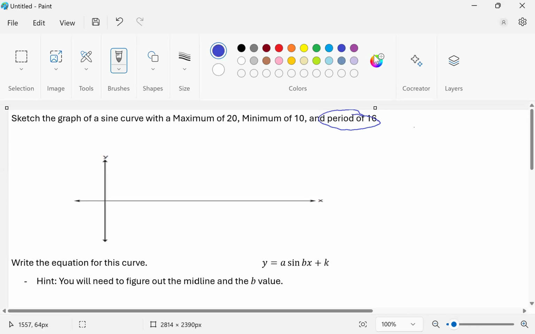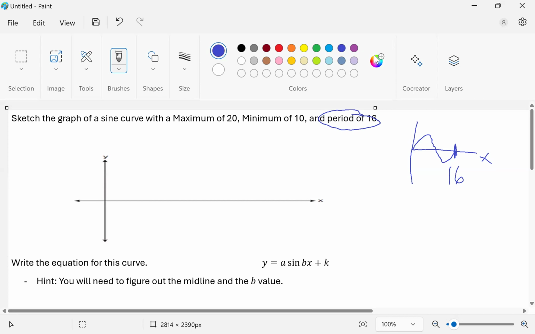So a sine curve starts at its midline, goes above to the maximum, back down to the midline, down to the minimum, and then finishes at the midline. So this is what we would call one full period of the graph. And if, in this case, the period is 16, that would mean that at x equals 16, the sine curve has finished one full cycle.